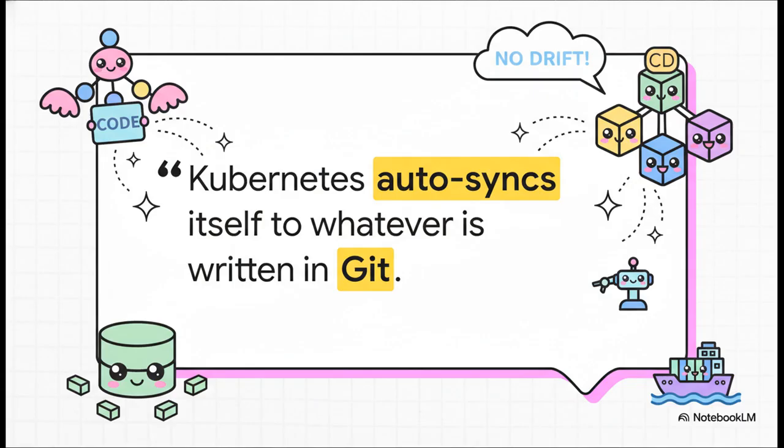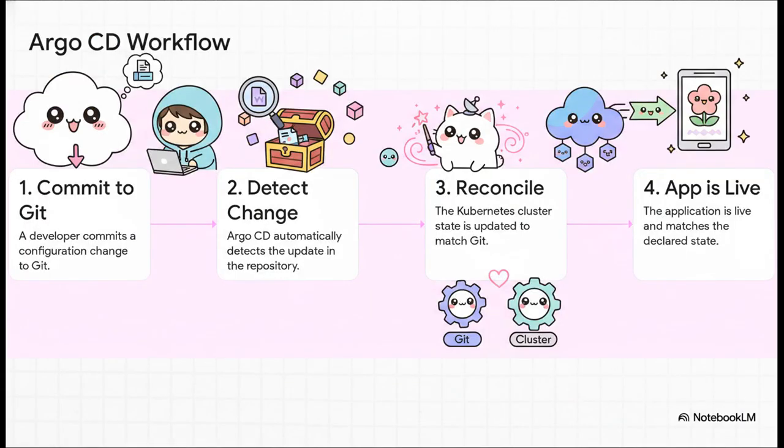End of story. So how does it actually work? Well, the workflow is actually beautiful. A developer pushes a change, a tweak to a YAML file or a Helm chart, into Git. Argo CD is just sitting there watching that repo like a hawk. It sees the change instantly, then it looks at what Git says should be running and compares it to what's actually running in the cluster. If there's a difference, bam, it fixes it. It reconciles the state automatically. The result is this smooth, automated, and completely auditable deployment pipeline.